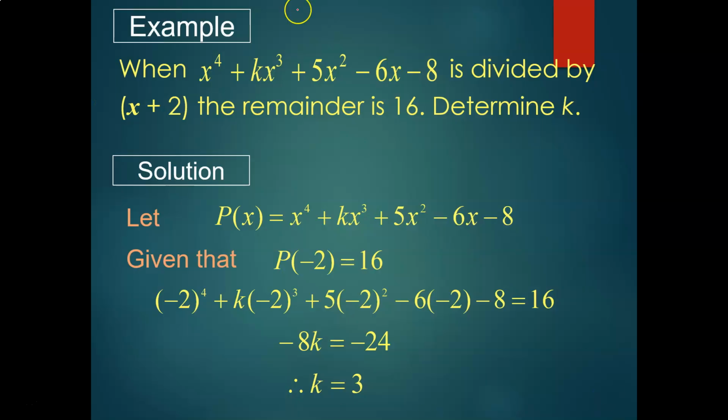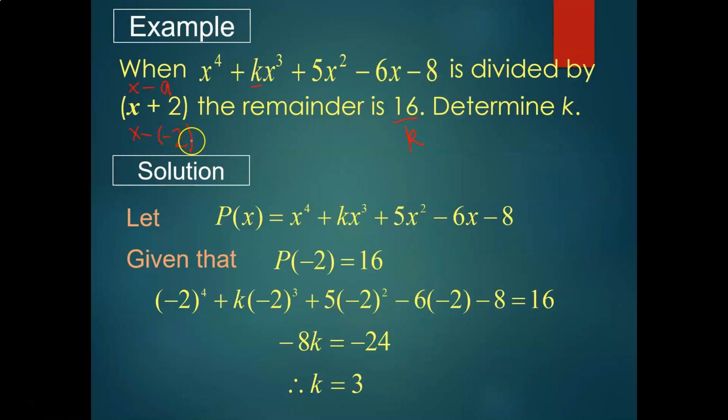Okay, more example. When you have this kind of polynomial, x to the power of 4 and so on, divided by x plus 2, the remainder is 6. Dia dah bagi tahu the R is 6. Determine k. Kita nak kena cari this k pula. But dia kata divided by x plus 2, so you need to write it down in the form of x minus a, which is x minus negative 2. So you have to find your a tu. Your a is negative 2.